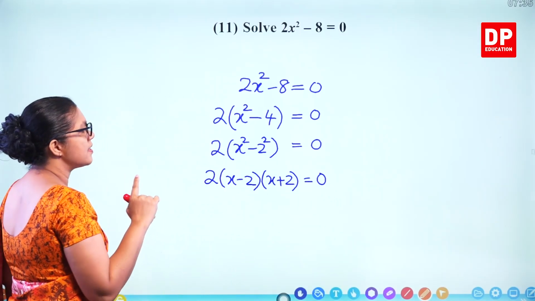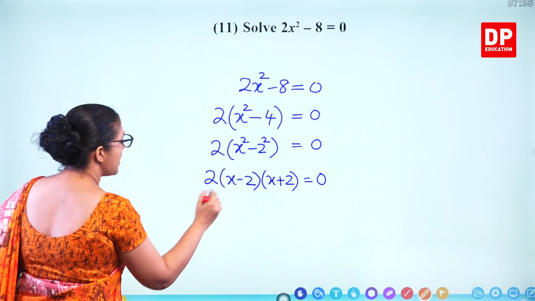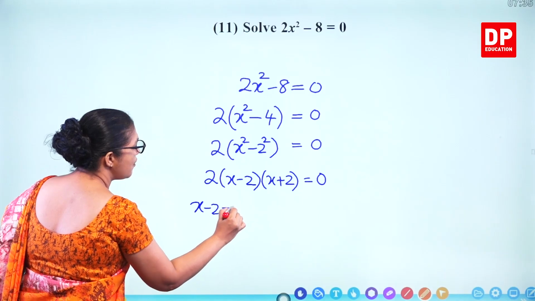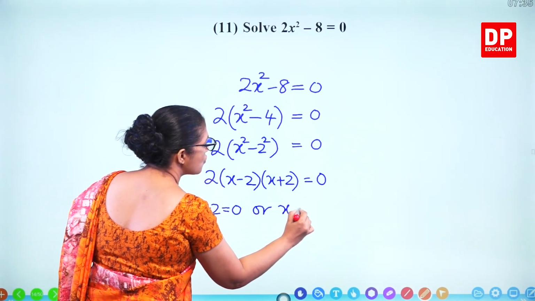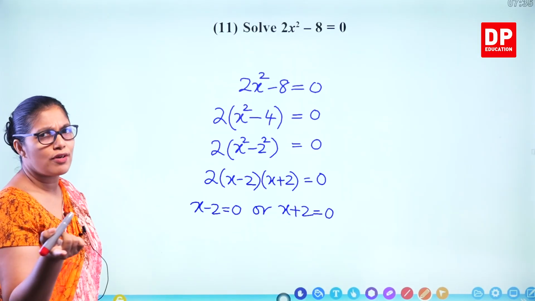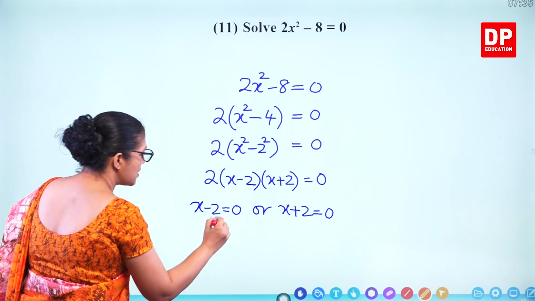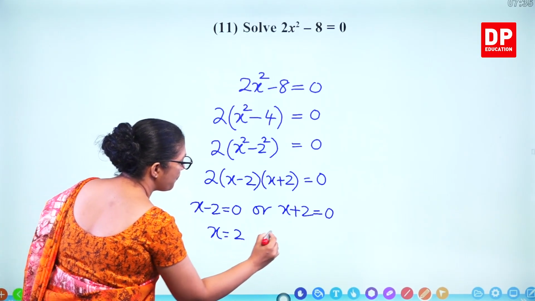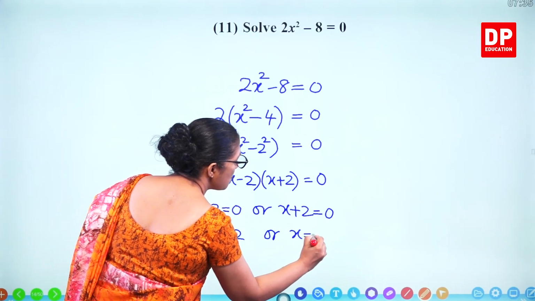If the product is 0, you can say x minus 2 is 0 or x plus 2 equals 0. So here you don't have to take 2. 2 is not equal to 0. So what is x? X becomes 2 or x becomes minus 2.